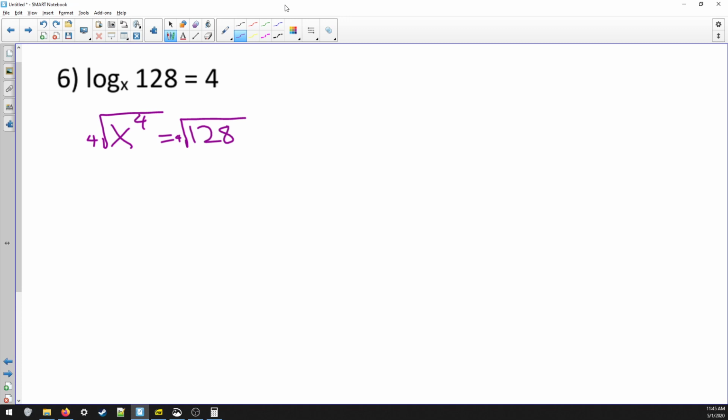So it's not a nice number. This one's going to be 3.36, and that's going to be the easiest way to solve this one. 128 does not convert nicely to a fourth power, so I can't use the bases-are-the-same, exponents-are-the-same approach. You just have to use your fourth root button. We learned about some of these when we were doing radicals. So that's problem number 6.